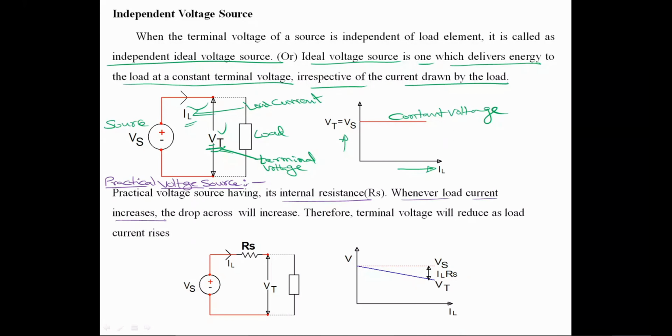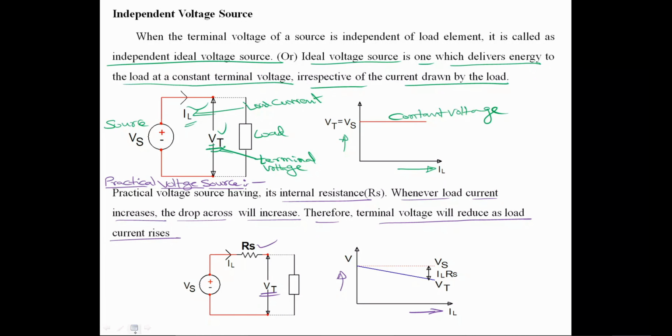Whenever load current increases, the drop across RS will increase. Therefore, the terminal voltage will reduce as load current rises. ప్రాక్టికల్ వోల్టేజ్ సోర్స్‌కి వచ్చేటప్పటికి ప్రతి సోర్స్‌కి కూడా దాని యొక్క ఇంటర్నల్ రెసిస్టెన్స్ ఉంటుంది. ఆ ఇంటర్నల్ రెసిస్టెన్స్ RS అని అంటాం. And because of that internal resistance, your practical voltage source graph would be like this. It will not give you a constant terminal voltage. Your terminal voltage will try to decrease as load current is increasing.